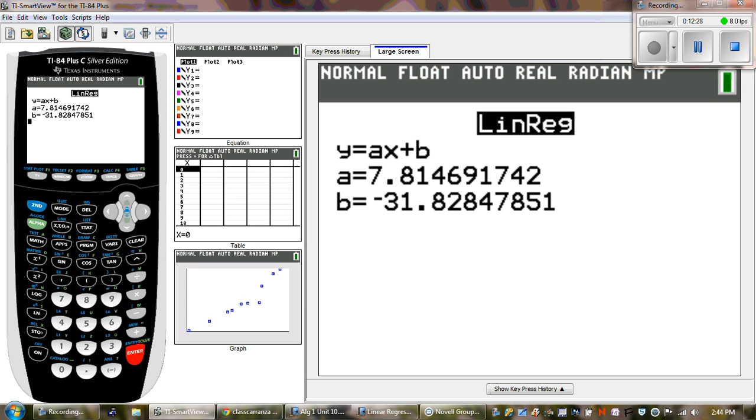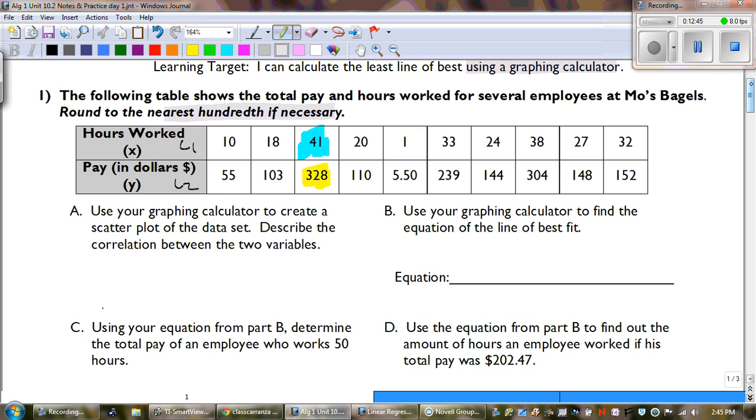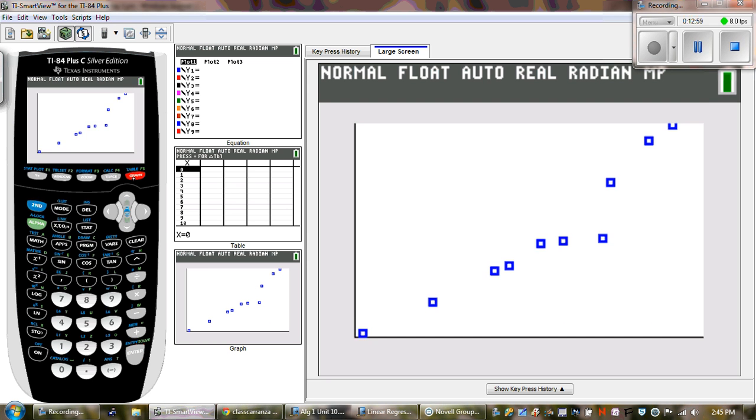Now, let's look at our problem. It says the following table shows the total pay and hours worked for several employees at Moe's Bagels. Round to the nearest hundredth if necessary. So putting all of those points in and finding the linear regression is helping us to use the graphing calculator to create a scatter plot. That was the first thing that we did. So I'm going to go back to our graph so we can look at the scatter plot.